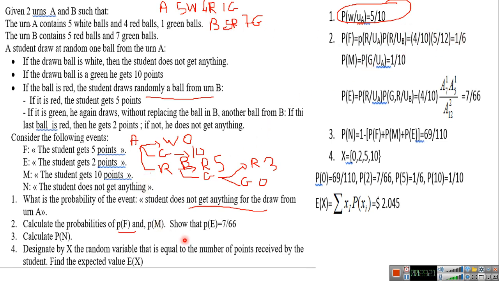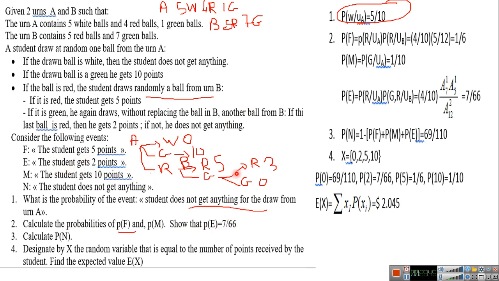Then what is the probability of getting M? The student gets 10 points. The 10 points here from A. From urn A knowing green, knowing from A, so this is what green I have 1, so 1 out of 1 over 1 out of 10, so 1 over 10. Now probability, deduce that this is probability of E.